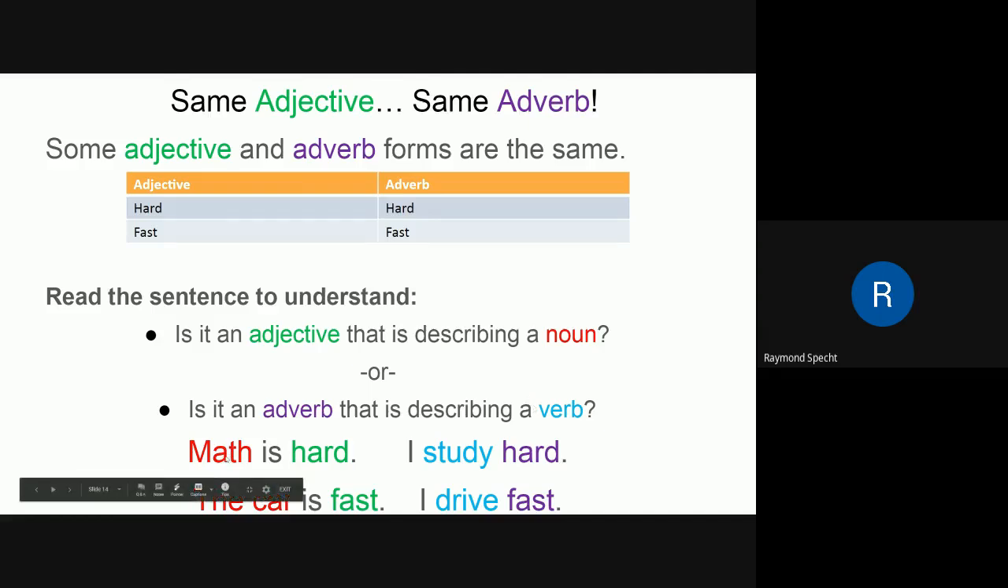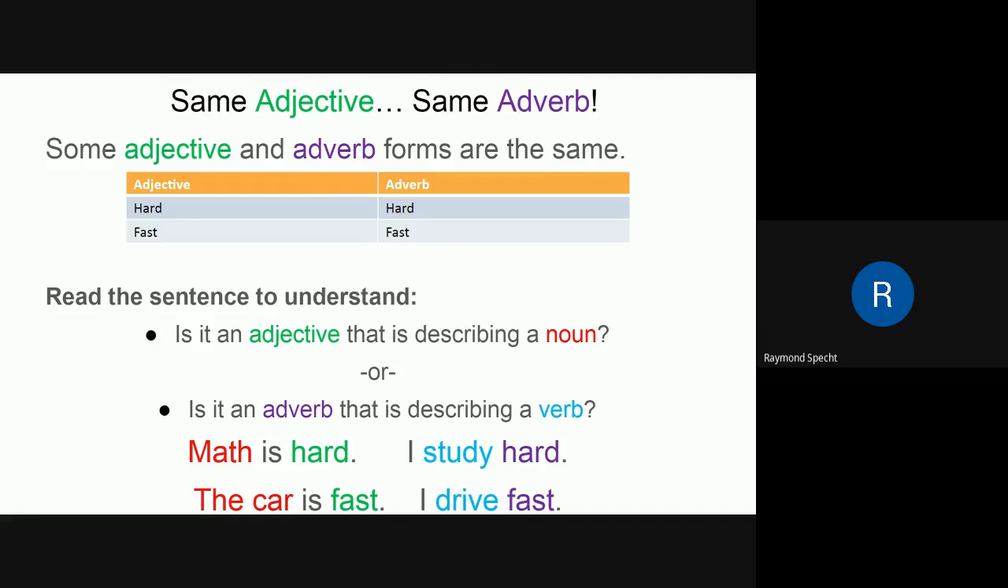Okay, let's take a look. Math is hard. Math is the thing. It's the noun. Okay, so adjectives describe nouns or modify nouns. Okay, I study hard. Study is the verb. Right? You're doing this. How do you do it? Hard. Okay, let's look at the next one.